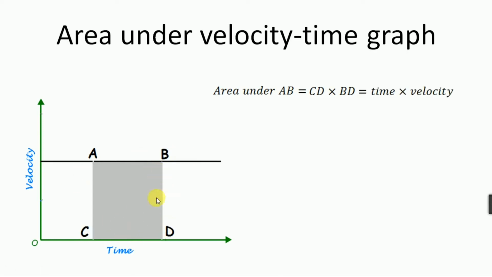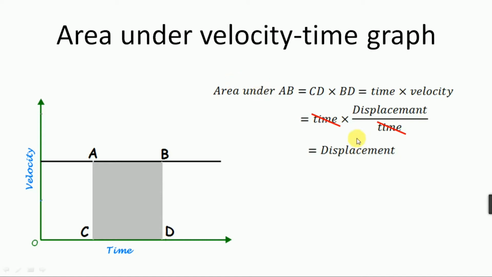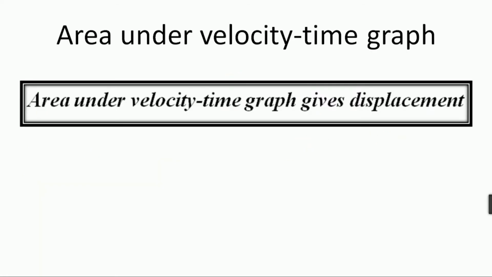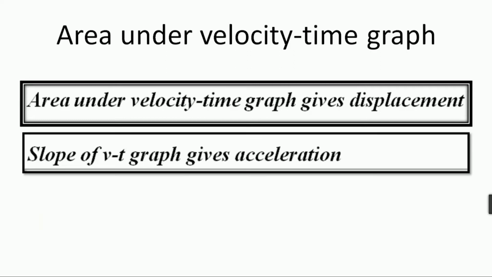Here you can see length CD is time, and the y-axis is velocity. So from here to here is the velocity, so time into velocity. For velocity we can write velocity is equal to displacement by time. So this time and this time will get cancelled and we are left with displacement. So the area under the velocity time graph gives displacement, and the slope of the velocity time graph gives acceleration. These are the concepts we will be using in our derivation.